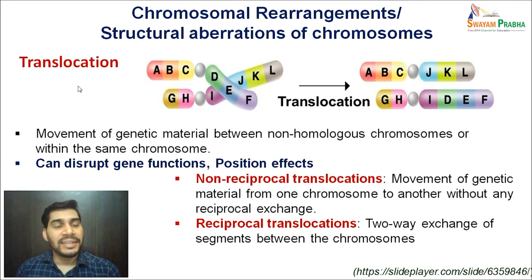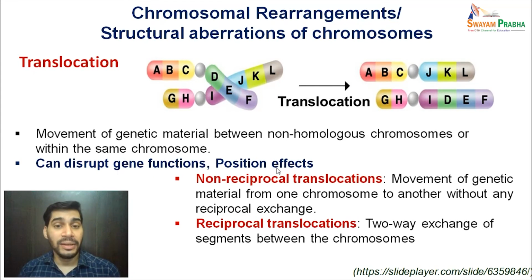The next category is translocation. In translocation, there is a movement of genetic material between non-homologous chromosomes or within the same chromosome. Remember, we are not talking about crossing over here, where there is a homologous chromosomal involvement. We are here talking about non-homologous chromosomes or the translocation of genetic material within the same chromosome. It can disrupt gene function.